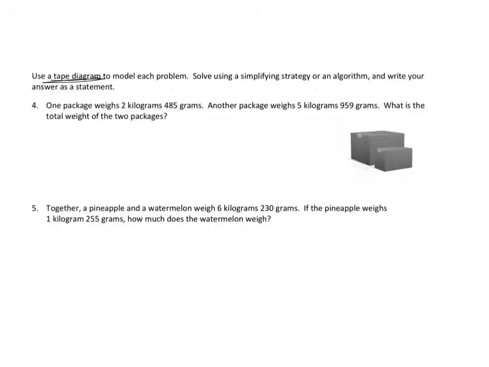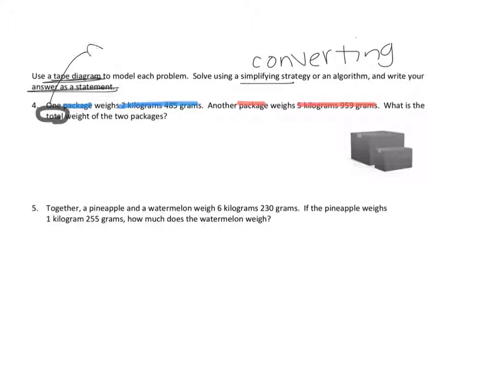Some tape diagrams. Okay. We're going to be writing our answers as statements and simplifying or converting. I'm going to write that on here, converting. So I like to start by reading the problem, and I'm going to highlight some important information. So one package weighs 2 kilograms and 485 grams. The other package is 5 kilograms, 905 grams. And the question is asking what is the total weight. So when we see the word total, that means we're going to be adding. So total means to add.